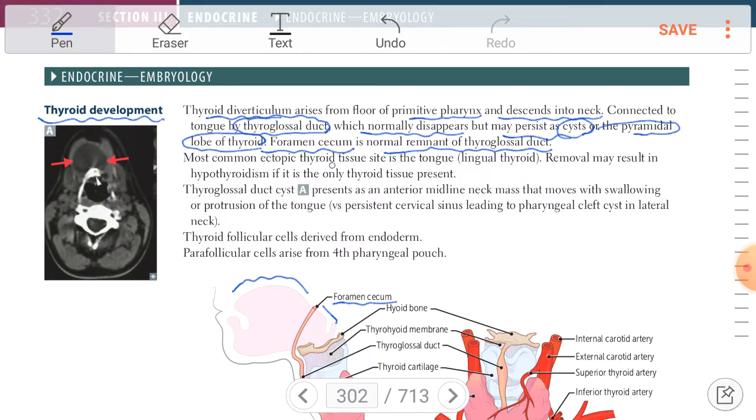Then the most common ectopic thyroid tissue is found in what? Found in the tongue. It's called the lingual thyroid. Then removal may result in hypothyroidism. Why? Because it may be the only thyroid tissue in the body. So you must know if it's the only one or not before doing the surgery to remove it. Then you have the thyroglossal duct cyst, found in the anterior midline of the neck, and it's very characteristic for it. It will move with swallowing and also protrusion of the tongue.